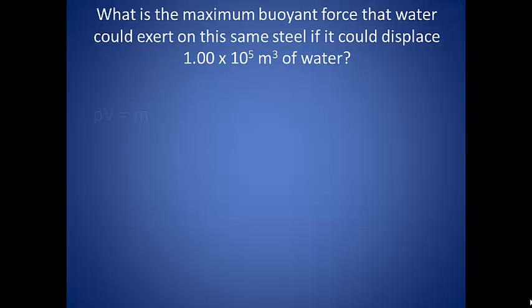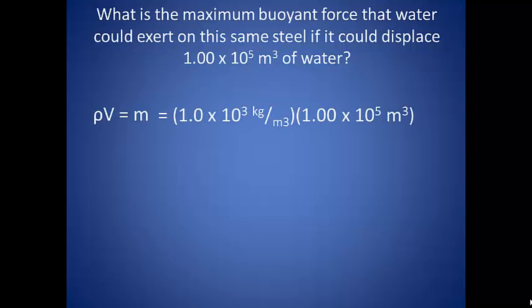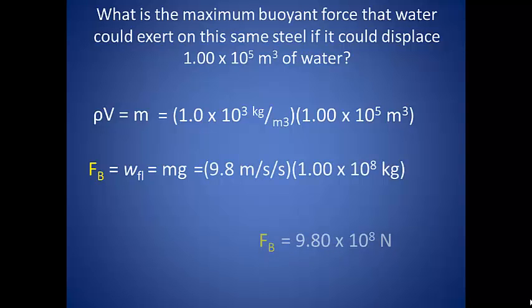Here we are given the maximum volume that the boat can displace, so we need to find the mass of the water. The density of the water is still 1 times 10 to the third kilograms per meter cubed, so we multiply that times the volume of our displaced water. Buoyant force is the weight of the water displaced, so we can take our mass and multiply by g to find a buoyant force of 9.8 times 10 to the 8th newtons.